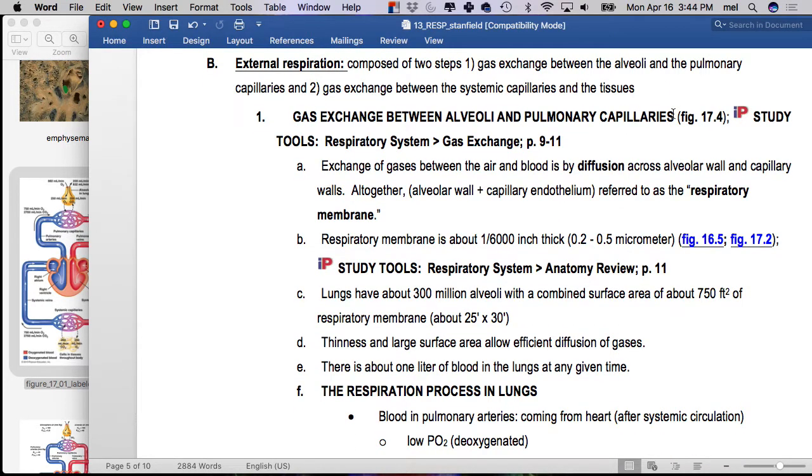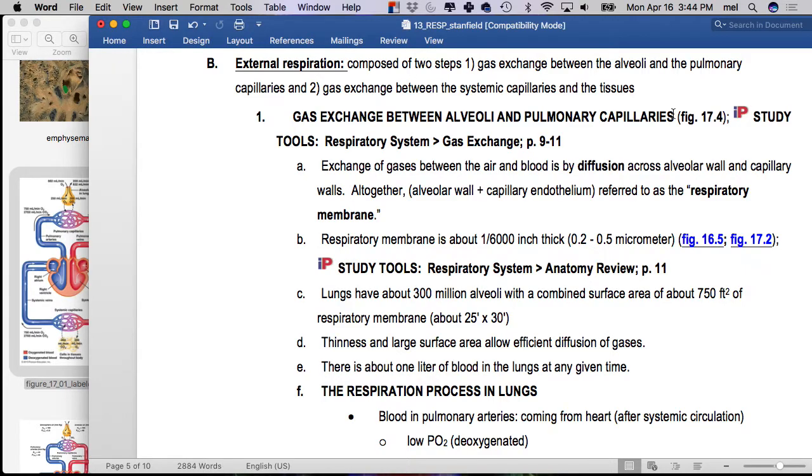Okay, so let's talk about external respiration. It's not going to be hard. So external respiration is composed of 2 steps. We are going to do gas exchange between alveoli and pulmonary capillaries, and then gas exchange between systemic capillaries and tissues. Everybody okay? And once I get it to the tissues, I can do cellular respiration, which will be internal respiration, right? So I'm going to have 2 steps of external respiration before internal respiration.